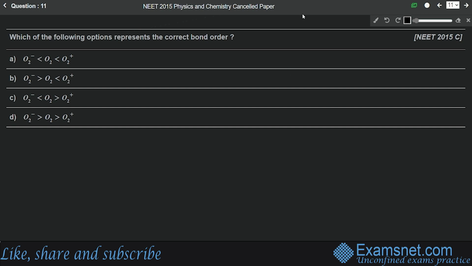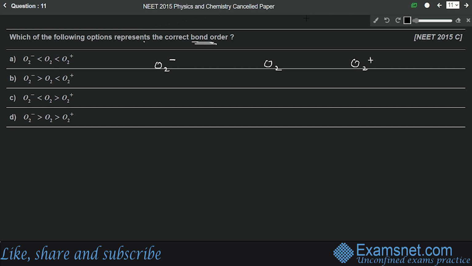Question number 11 is from the chapter Chemical Bonding and Molecular Structure. And the question is, which of the following options represents the correct bond order? So this question is very much similar to one of the previous questions we have done, question number 6, right? So similarly, you have to find the bond order using the same method that we used in question number 6. Okay, so here I'll explain in short. We have O2 minus, then O2, and then O2 plus.